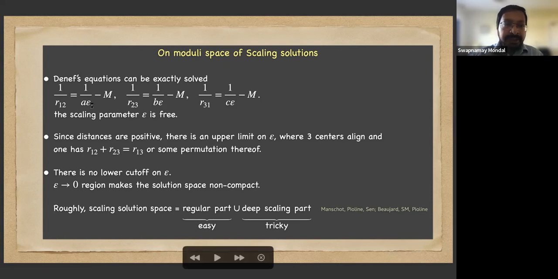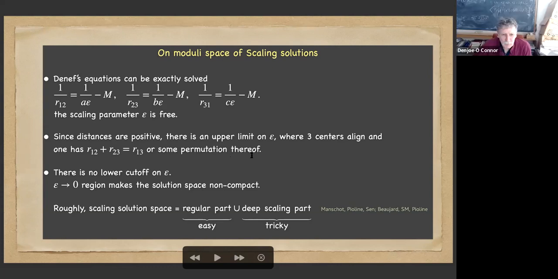But the distances themselves, this epsilon is not entirely free in the sense that there's a range to it. For example, if you take epsilon to be very large so that you can ignore 1 over epsilon, then you clearly see that the 1 over R12 becomes minus m, negative. So that's not allowed. So epsilon will have an upper limit. But that's where I expect the flat geometry to be relevant, is when they're very far apart.